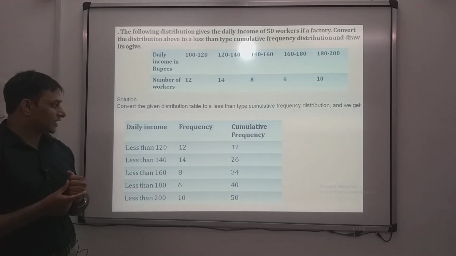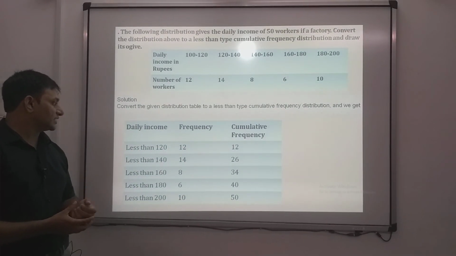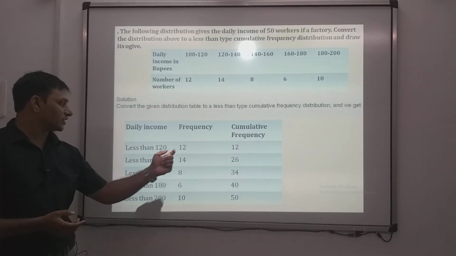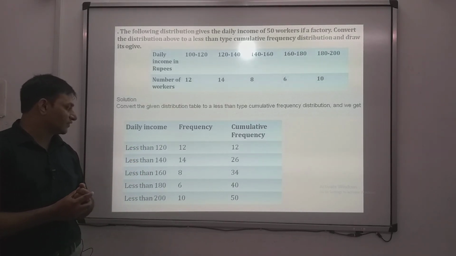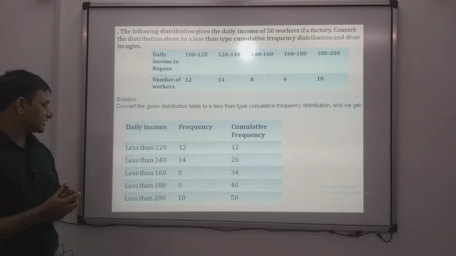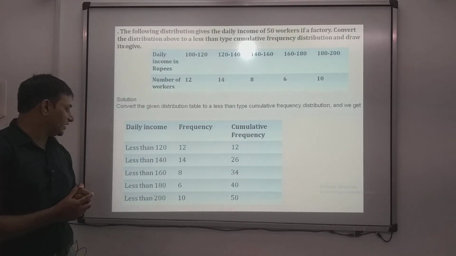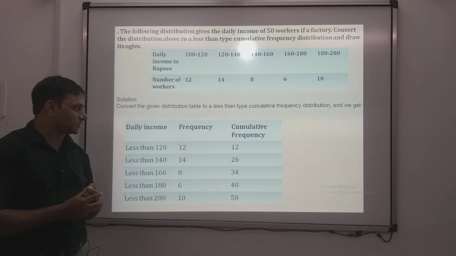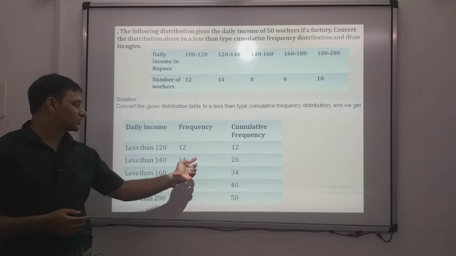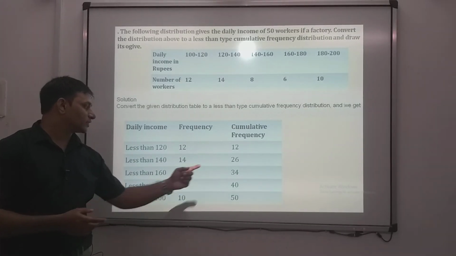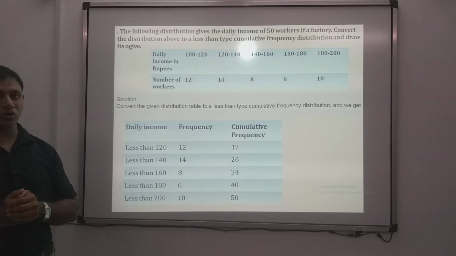If there is doubt how we get the cumulative frequency, that is very easy. The first class is as it is. For the second you need to add the two: 12 plus 14 is 26. You need to add all the three, that is 12 plus 14 plus 8 is 34. For less than 180 you add the earlier classes plus that class, and you get 40. For less than 200 you add all the frequencies, which gives 50. You can do the addition directly: 12 plus 14 is 26, 26 plus 8 is 34, 34 plus 6 is 40 and 40 plus 10 is 50. Now put that in the graph.